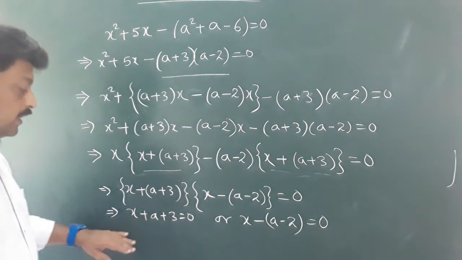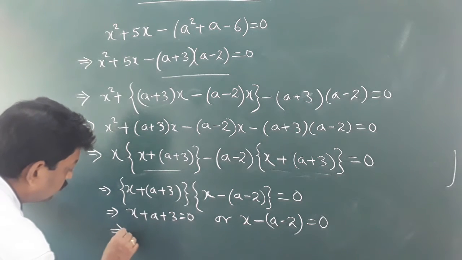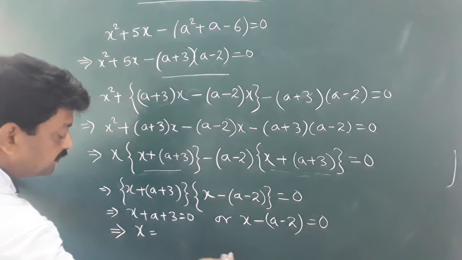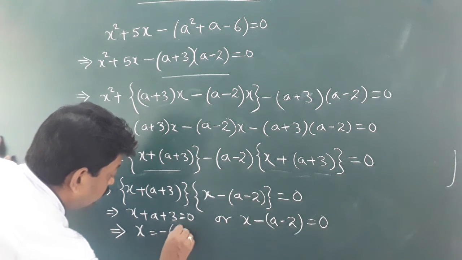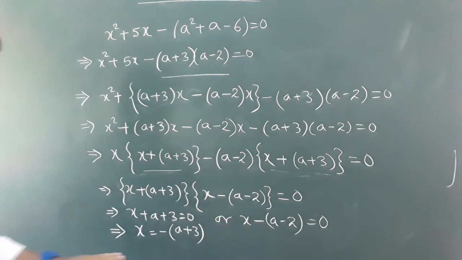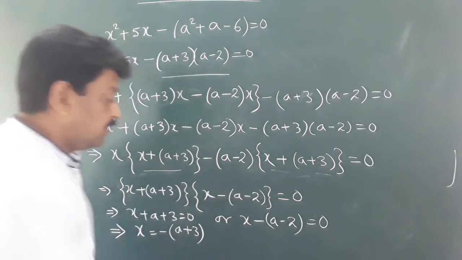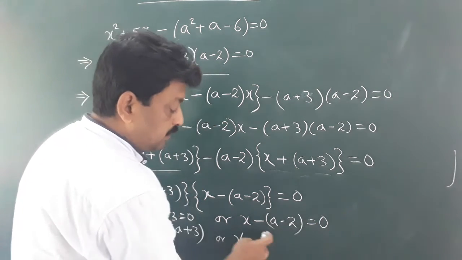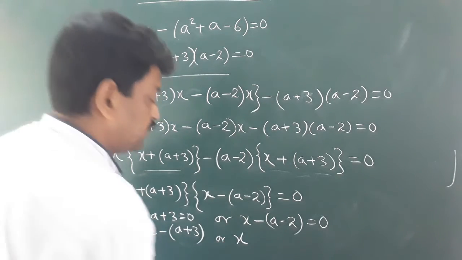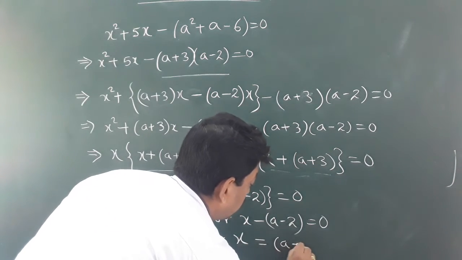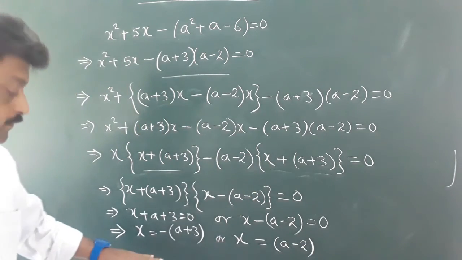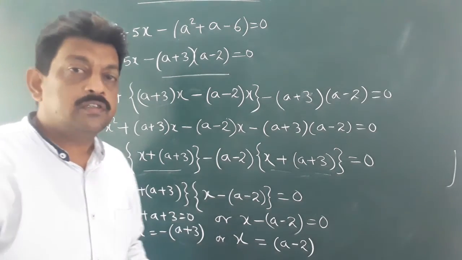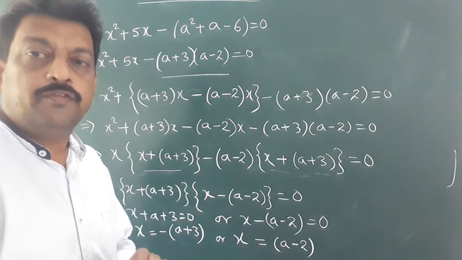So what is the value of x? x equals, a plus 3 will go to the right hand side with a minus sign. So I have written in the bracket x equals minus of (a plus 3). This minus sign, the whole thing will go to the right hand side, and since it is negative, it will become positive. So x equals a minus 2. Therefore, these are the two roots: minus of (a plus 3) and a minus 2 are the roots of this given quadratic equation. Understood all of you? Okay.